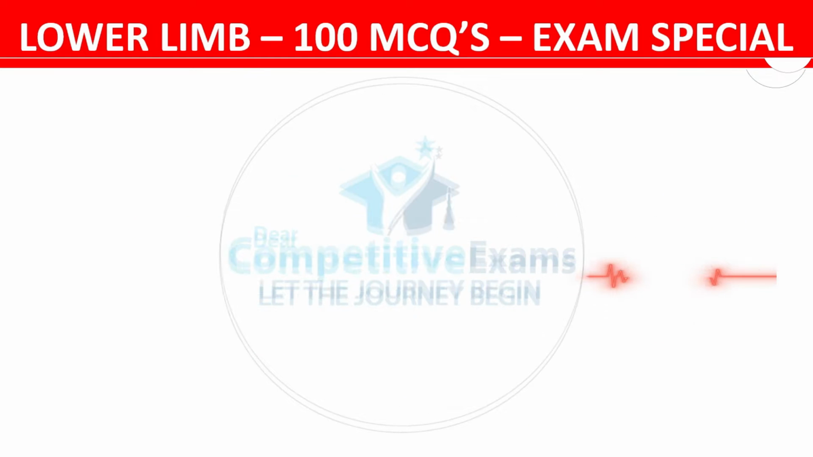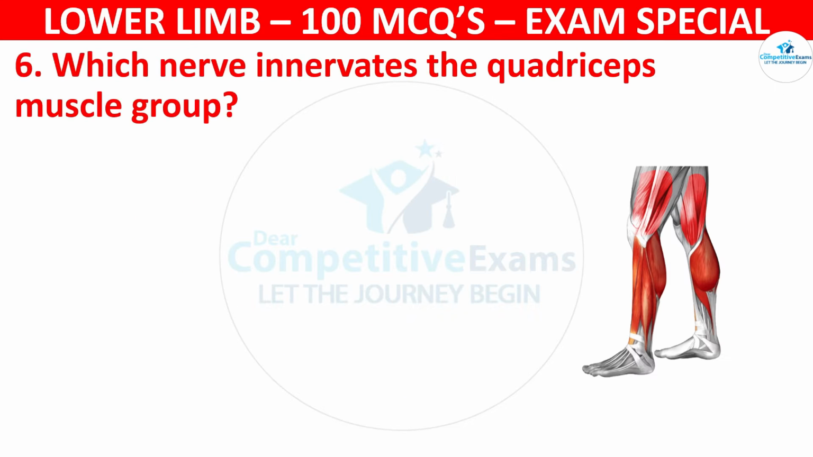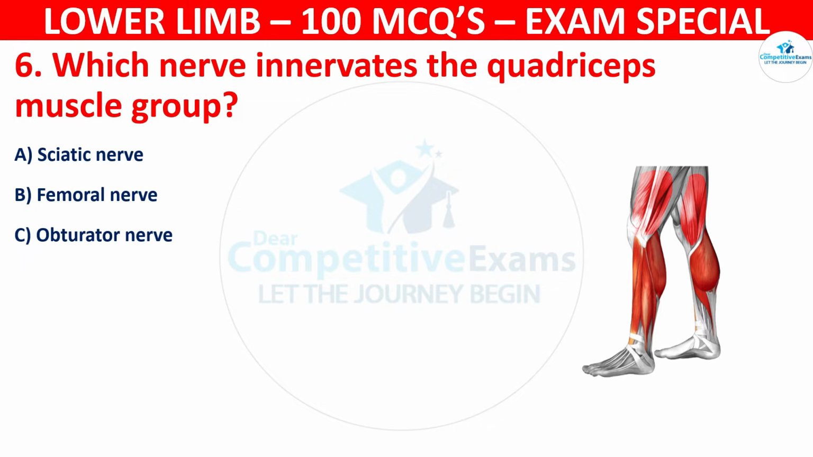Let's continue. Question number 6. Which nerve innervates the quadriceps muscle group? Your options are sciatic nerve, femoral nerve, obturator nerve or tibial nerve. The correct answer is B, that is femoral nerve.